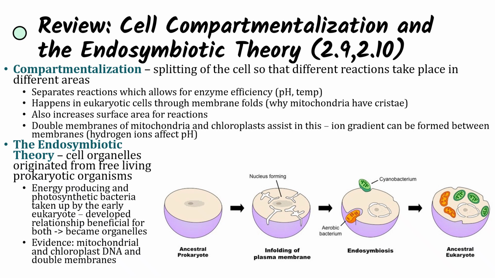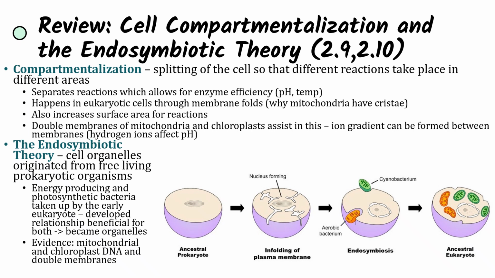So the idea is that there was an ancestral prokaryote, so it's just going to be the membrane, it's just going to have its genetic information, and eventually a nucleus started to form and there was an infolding of the plasma membrane. Now this ancestral eukaryote with its nucleus took in some bacteria and formed a relationship with them. One was energy producing and one was photosynthetic, and it was taken up by the early eukaryote, and now there's a beneficial relationship for both.